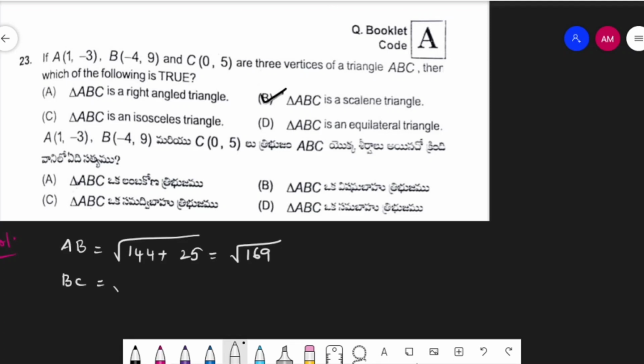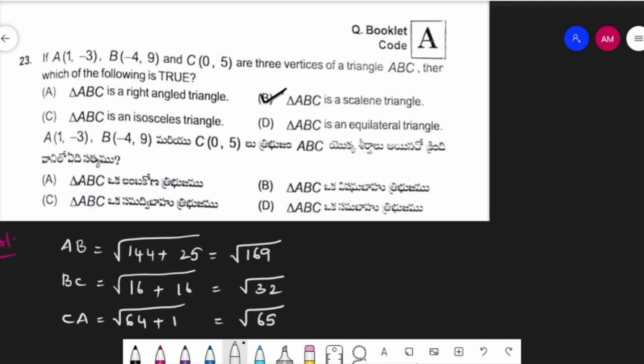BC is equal to square root of 5 minus 9, which is minus 4. Minus 4 square is 16, plus 0 minus 4, 4 square is 16. That is equal to square root of 32. CA is equal to square root of 5 plus 3, 8. 8 square is 64, plus 0 minus 1, 1 square. So that is equal to root 65.